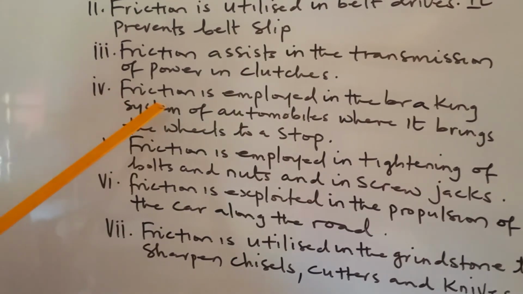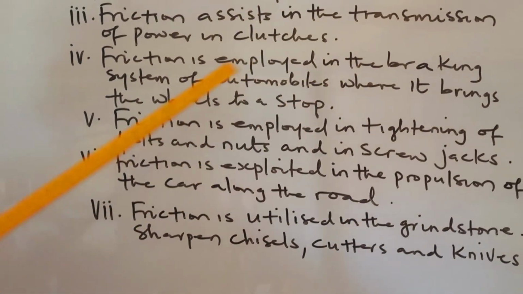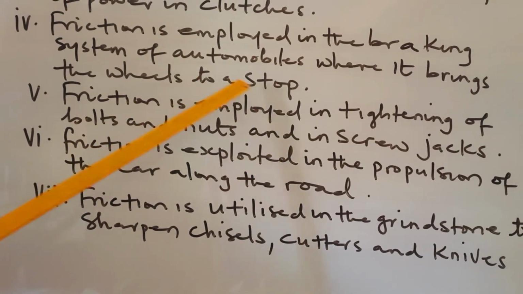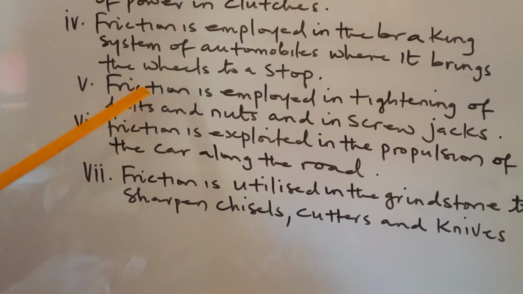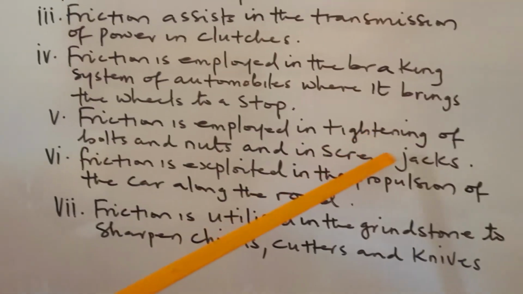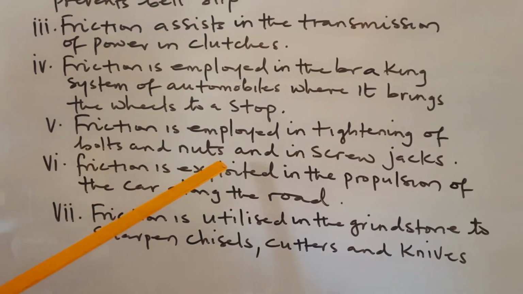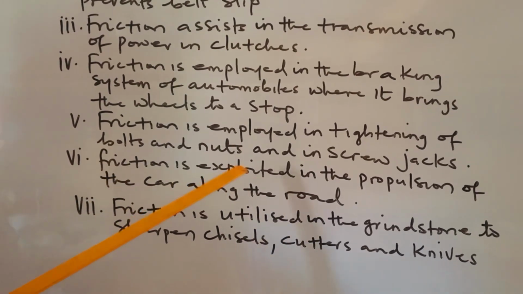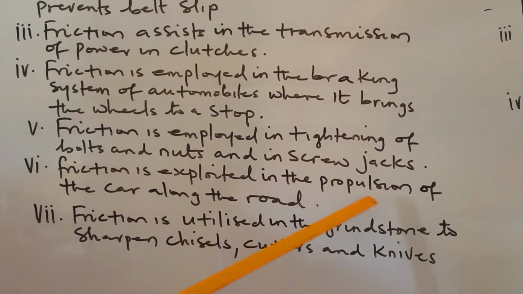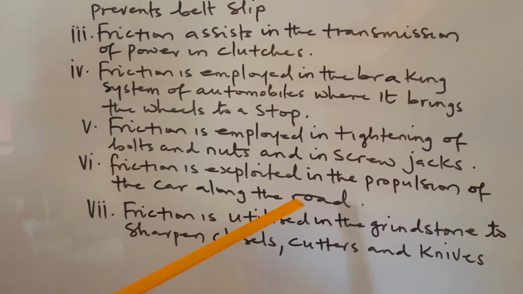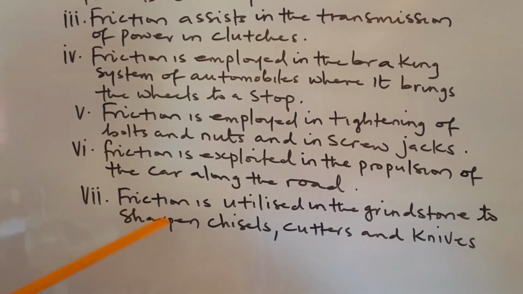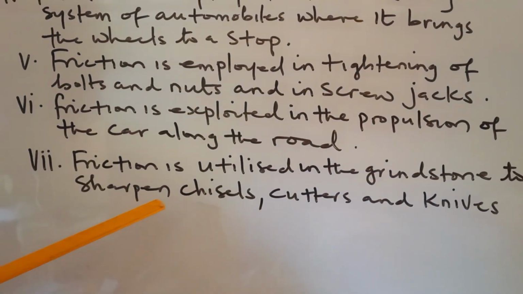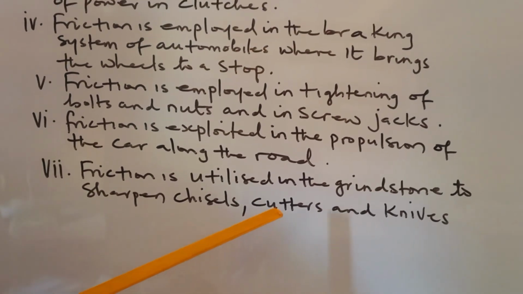Four, friction is employed in the braking system of automobiles, where it brings the wheels to a stop. Five, friction is employed in tightening of bolts and nuts and in screw jacks. Six, friction is exploited in the propulsion of the car along the road. Seven, friction is utilized in the grindstone to sharpen chisels, cutters, and knives.